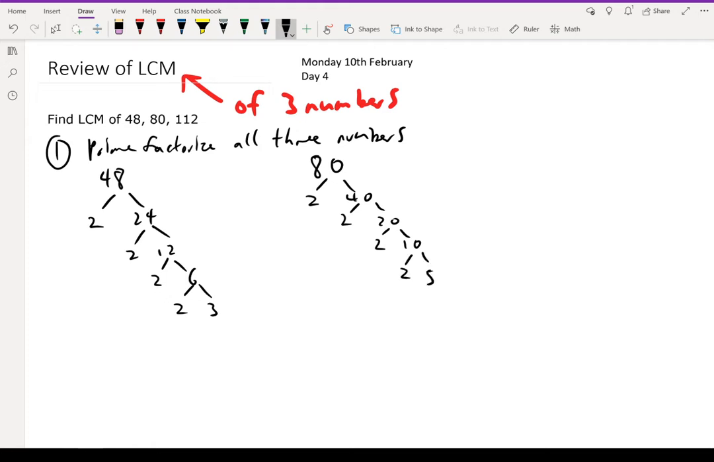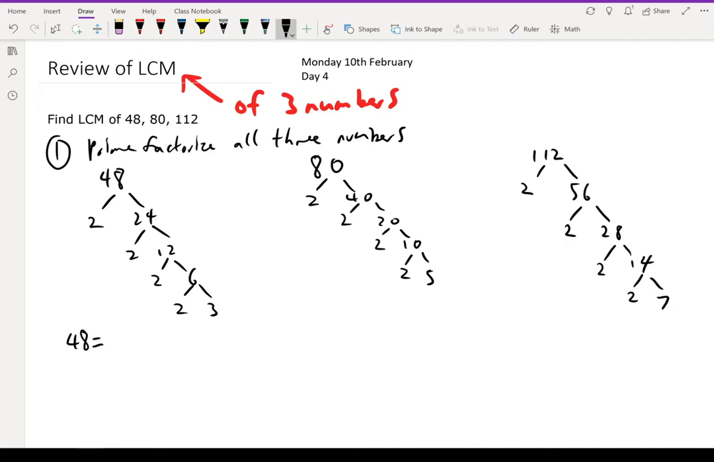And then I have 112 over here. That's going to be 2 times 56, is that right? 56. Yep, 56 times 2 is 112. And then 56 is 2 times 28. And then 28 is 2 times 14. 14 is 2 times 7. So I have these numbers.